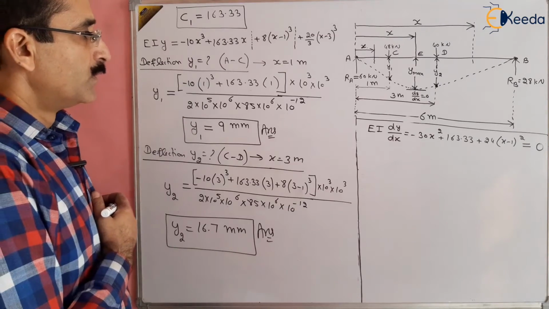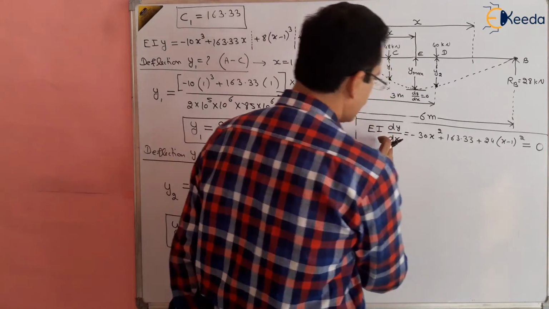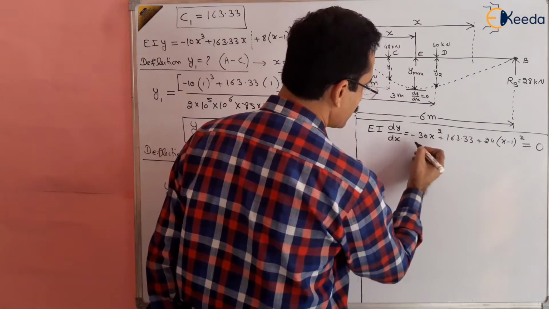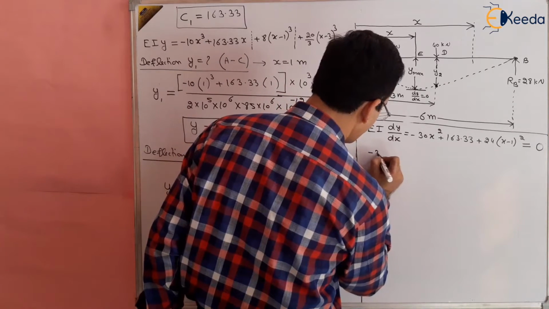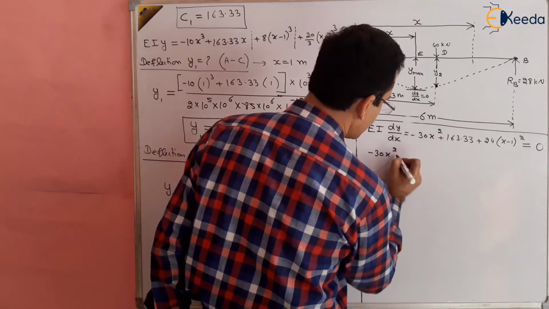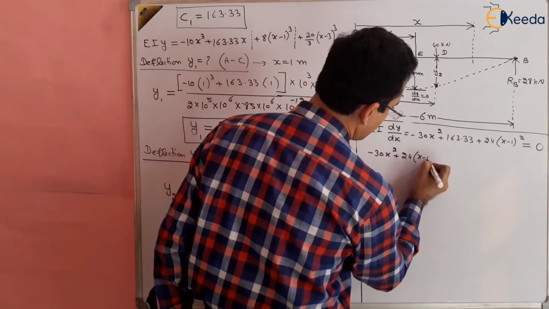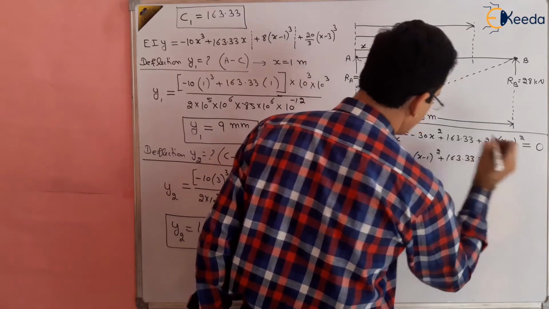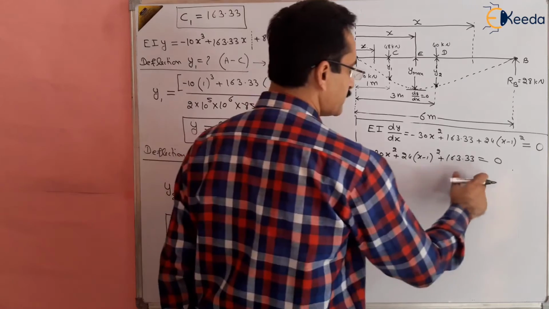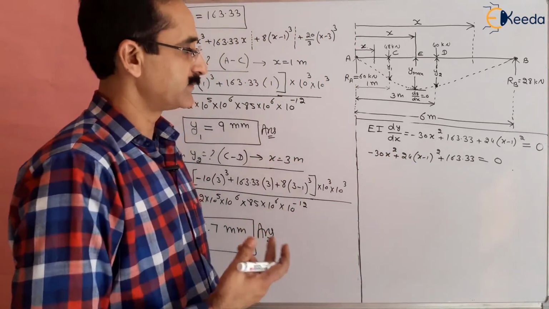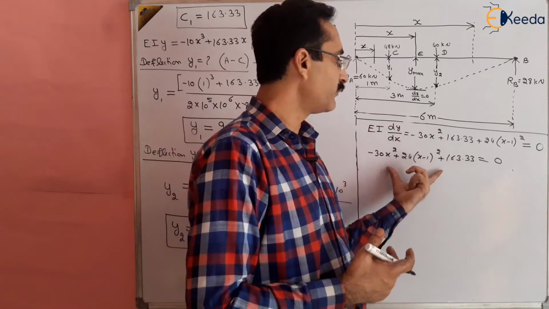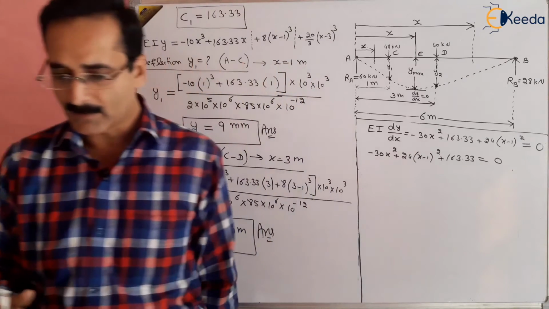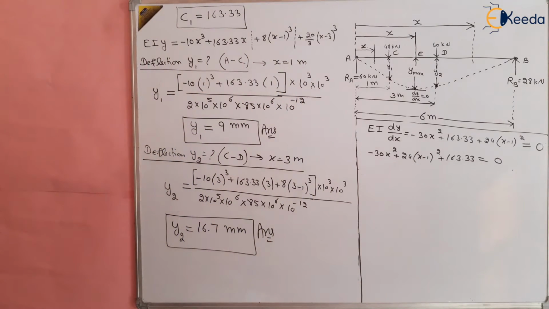Is it okay? So now EI cannot be equal to 0. It means this part is equal to 0. So this is a quadratic equation which can be solved. That is minus 30 x square plus 8 (x minus 1) whole square plus 163.33 equal to 0. So it is a quadratic equation which can be solved to get the value of x, right? I am writing directly the value of x. You can solve it using a mathematics calculator and find out the value of x.